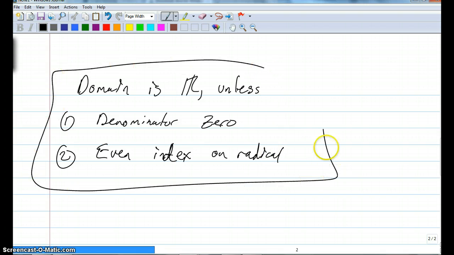Tomorrow in class, we're going to talk about composite functions.